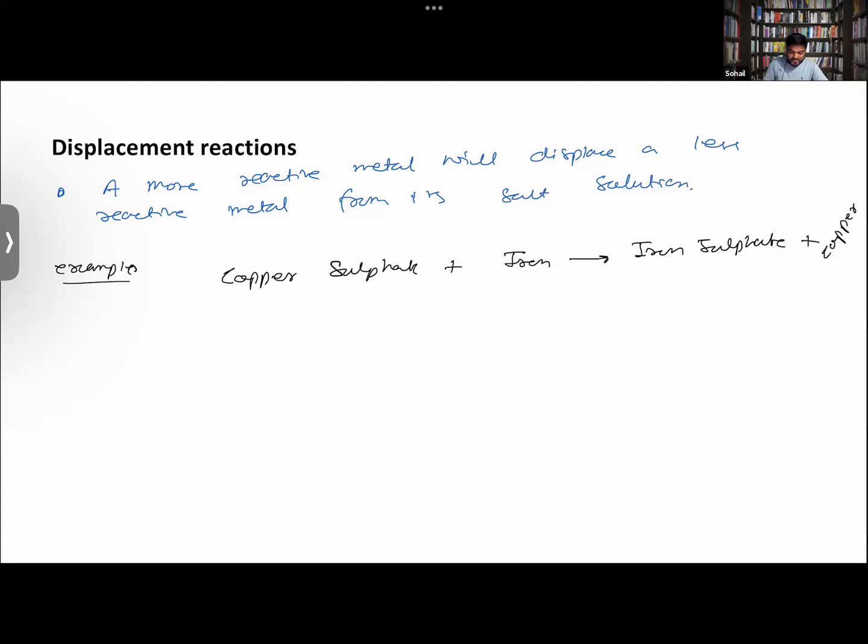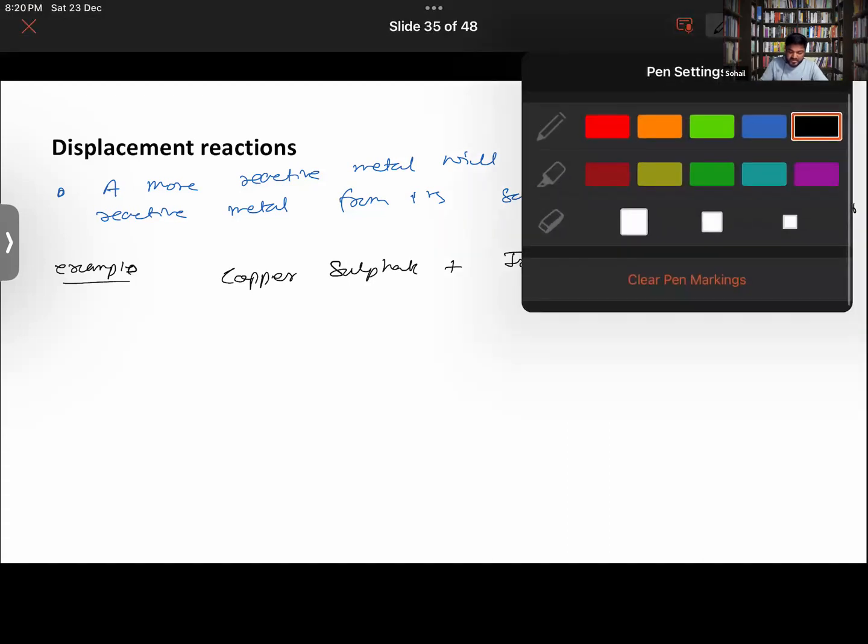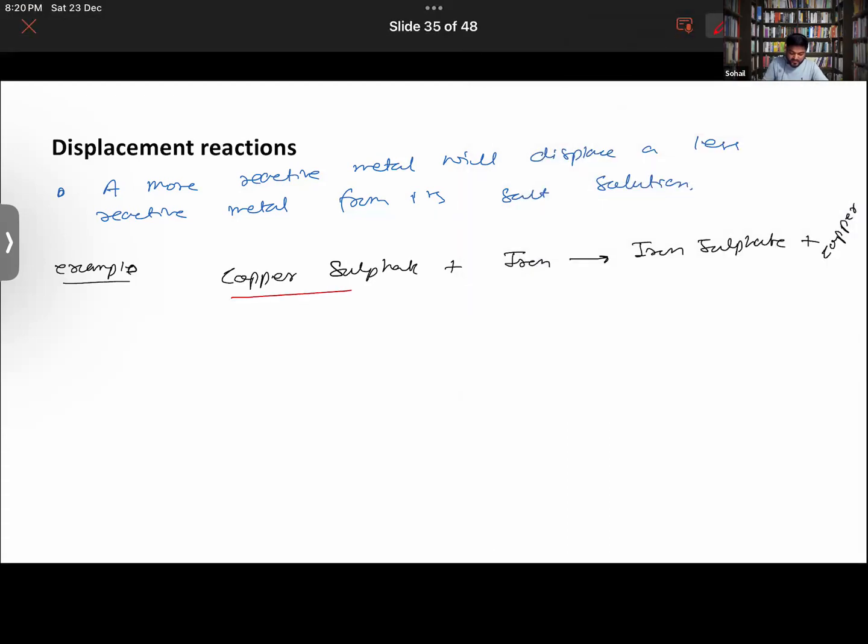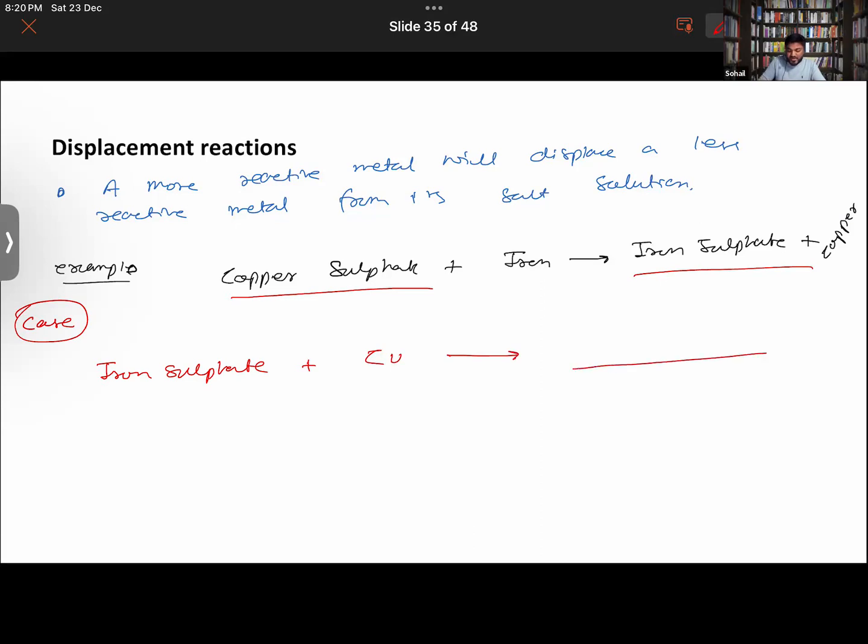Okay, so that is our example. Now for example, let's say we take iron sulfate. So now if you were to take a salt solution, iron sulfate, let's say we have the iron sulfate solution. What if I try to react copper with it? Will there be any displacement reaction here or not? Both of you answer this to me.